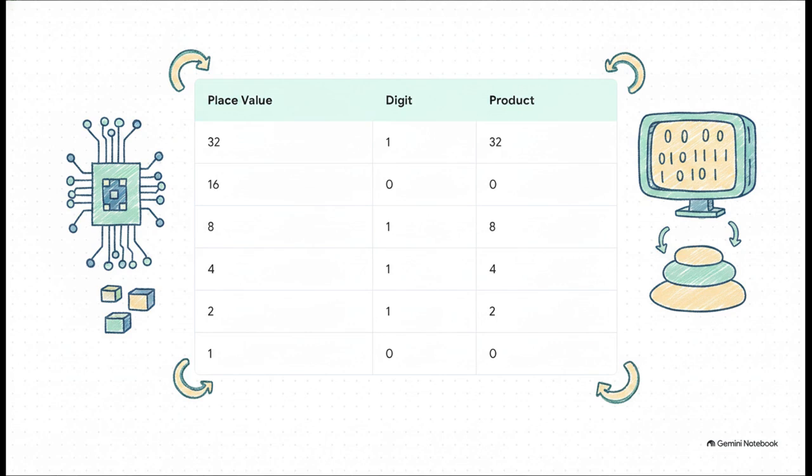If we plug in the binary digits 1, 0, 1, 1, 1, 0, we just do the math. 1 times 32 plus 1 times 8 plus 1 times 4 plus 1 times 2. Add those up, and we get 46 in our normal human numbers. See? Binary isn't some crazy foreign math. It's literally just a different multiplier.